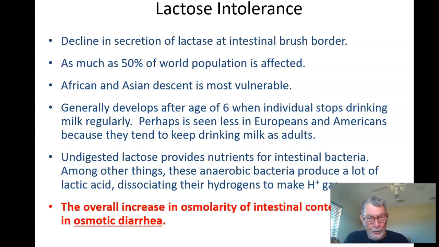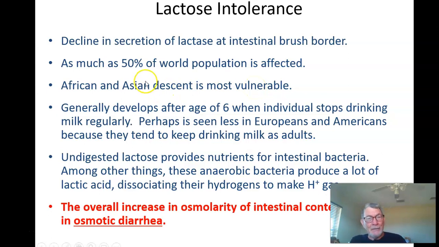Lactose intolerance. It's easy to see how that could happen. Lactose intolerance is a big deal around the world. Half the world's population has at least some degree of lactose intolerance. People who stop drinking milk after they're weaned from their mother's breast are most susceptible, because if you don't use it, it atrophies and you become incapable of making lactase.